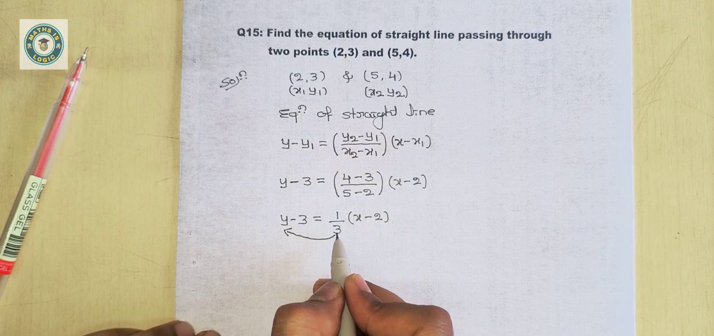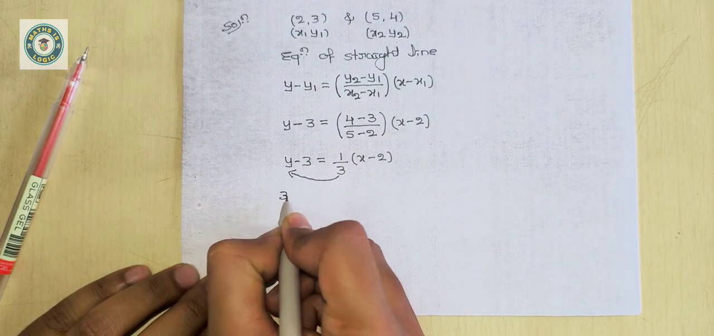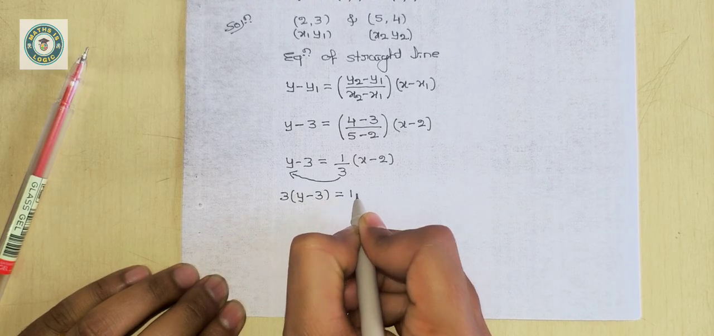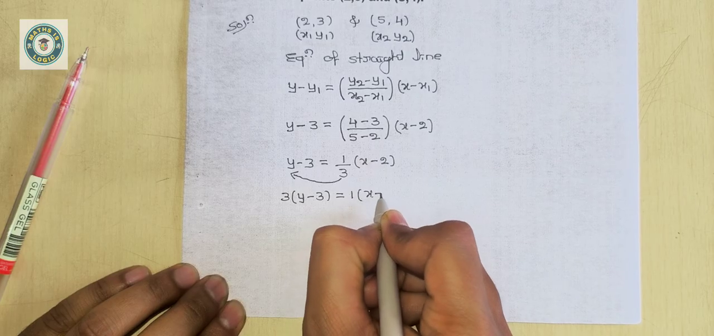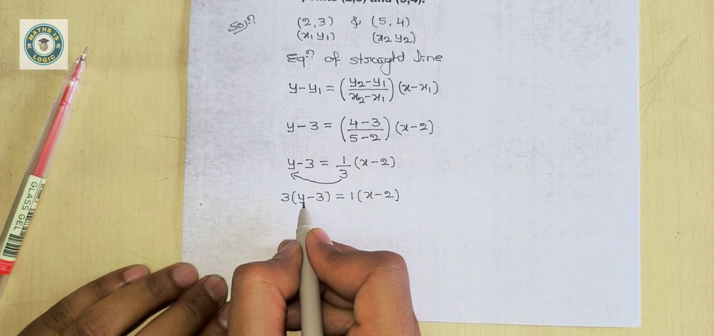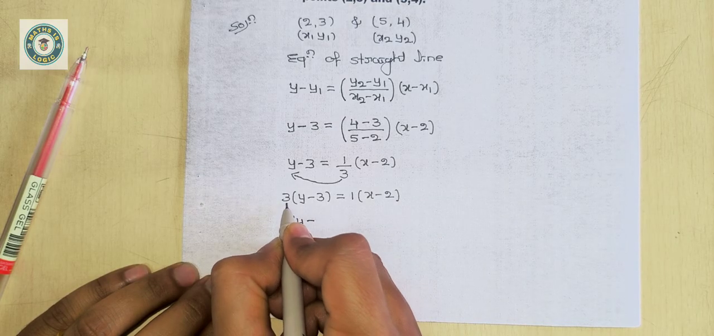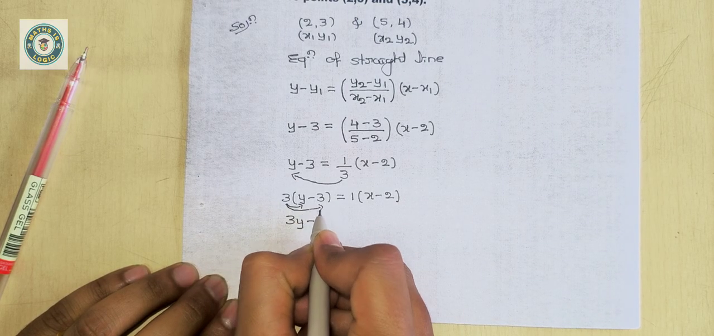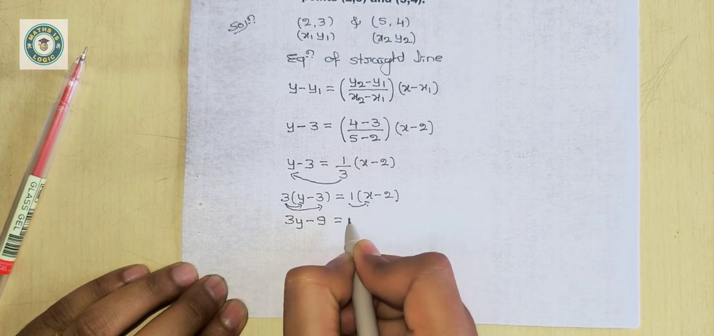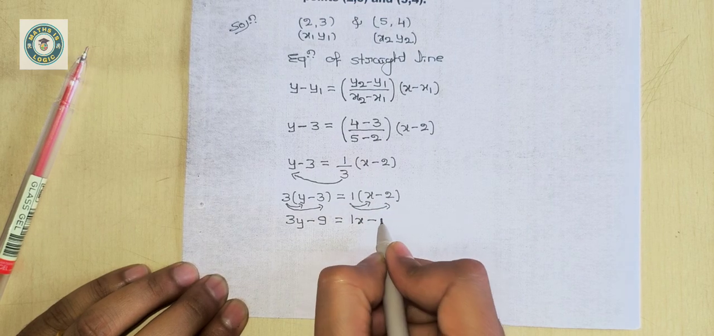If I do the cross multiplication, this 3 comes in the numerator here, that is 3 into bracket y minus 3 is equals to 1 into bracket x minus of what here? 2. Next open the bracket. 3 into y is 3y, minus this and this. 3 into 3 is 9 is equals to 1 into x is 1x, minus 1 into 2 is how much here?